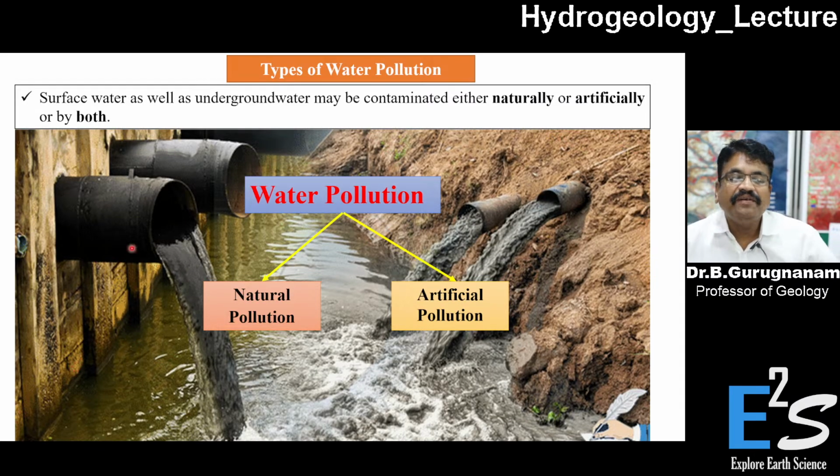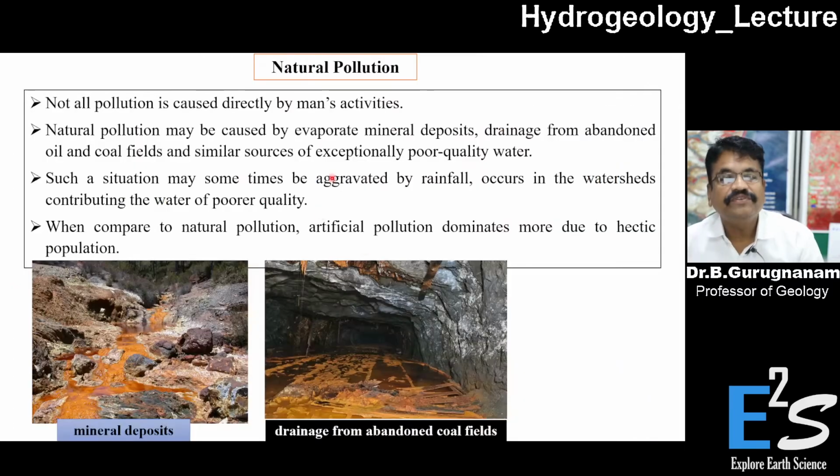Look at the back diagram. There is a pipe, and contaminated water is being supplied to the water system. Slowly it gets injected into the groundwater. There are two types of water pollution. One is by means of nature itself. You cannot stop nature from polluting the water, but artificial pollution can be an even bigger one. We will see one by one.